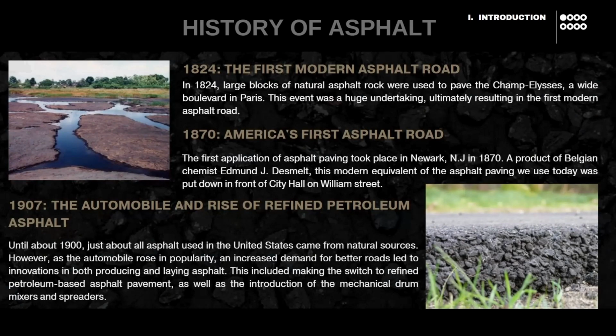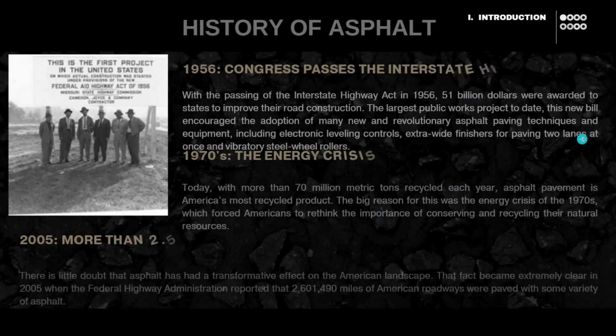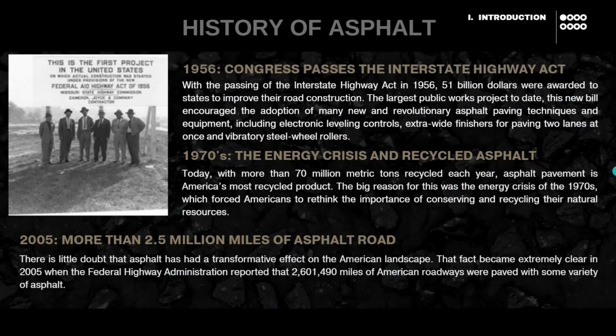1907, it is the rise of automobile and refined petroleum asphalt. In year 1956, American Congress passes the Interstate Highway Act. In the 1970s, due to the energy crisis in America, the Americans were forced to rethink the importance of conserving and recycling, which paved the way for recycled asphalt. And as of year 2005, America has more than 2.5 million miles of asphalt road ever constructed.